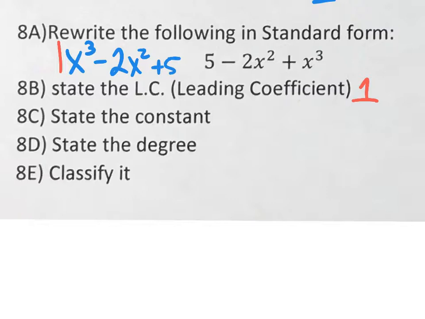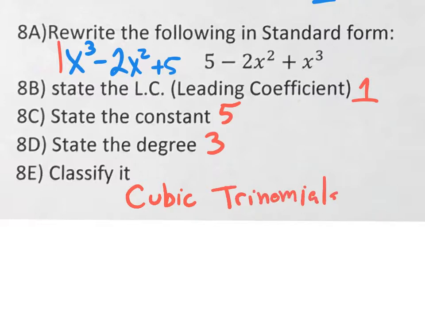And then 8c, state the constant. What's the constant? 5. Okay. And 8d, state the degree. Okay. And 8e, classify it. Now when we classify it, we don't want to classify this guy. We want to classify the standard form one. So give it a first and last name based on your notes. Cubic trinomial. Excellent. Cubic because the highest exponent, the degree, is 3. Trinomial because there are 3 terms. Cubic trinomial.